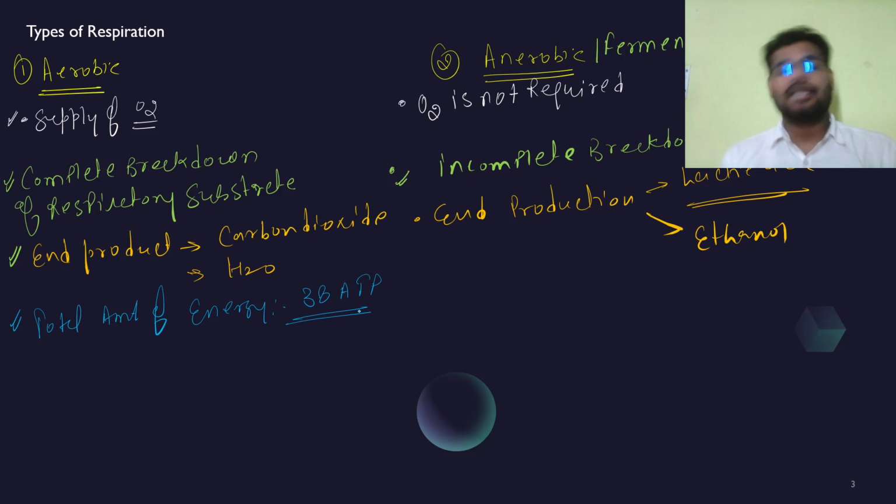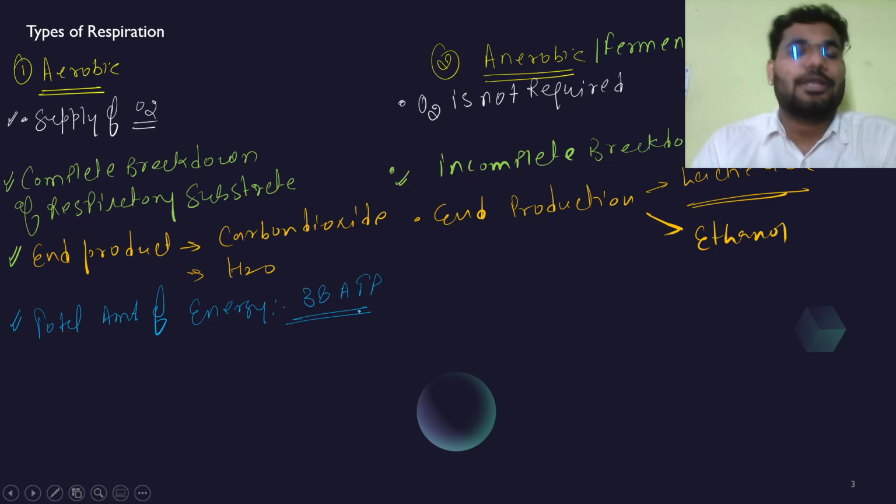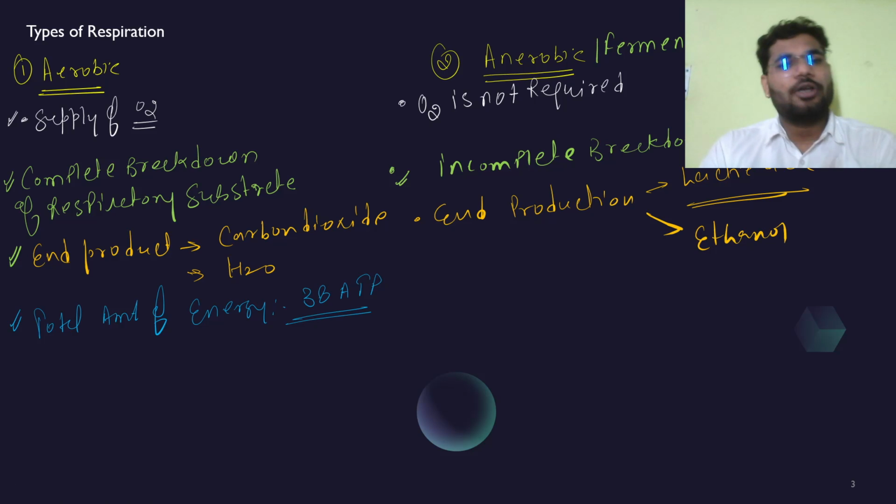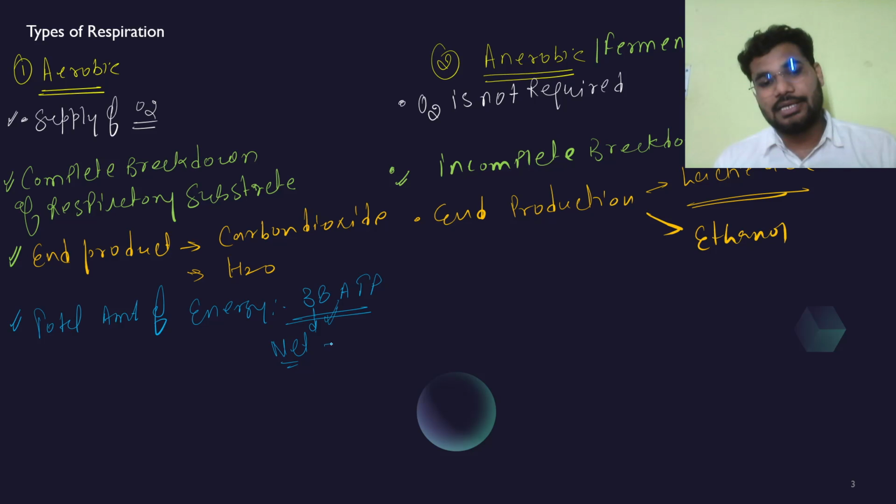But these 38 ATP are not for our use. Two ATP are already being used in one of the processes. I'll let you know what the different steps in aerobic respiration are. Two molecules of oxygen are already used over there. So the net ATP that we get for use is 36.